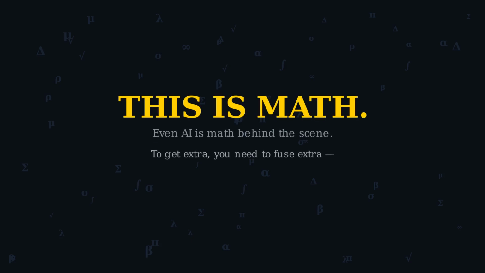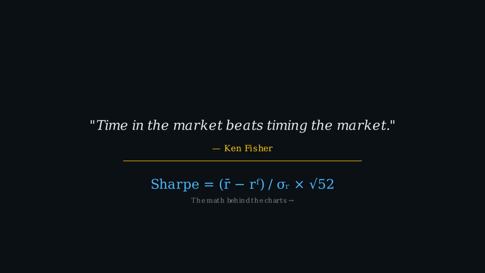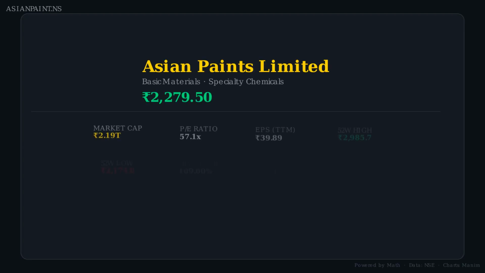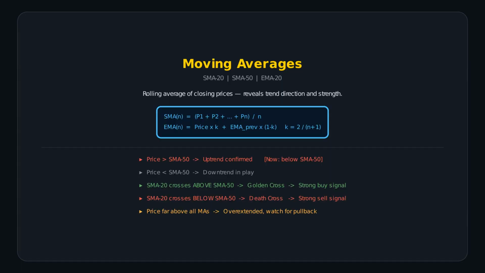This is Math. Welcome to the technical analysis of Asian Paints Limited. ASIANPAINT.NS is a basic materials company with Rs 2.2 trillion. Over the past 3 years, the stock has lost 20.4%. We will break down 4 key indicators: moving averages, Bollinger bands, RSI, and MACD, because every line on this chart is a formula. Let us start with moving averages, the foundation of trend analysis.